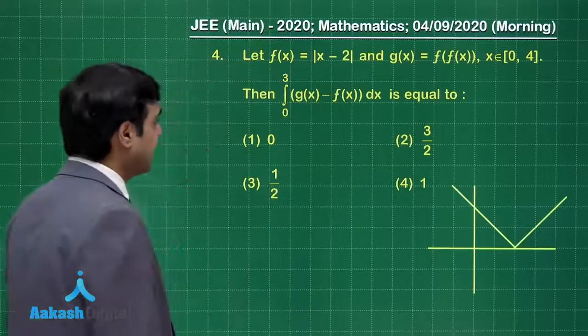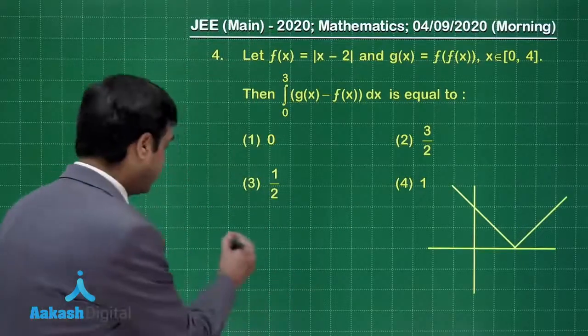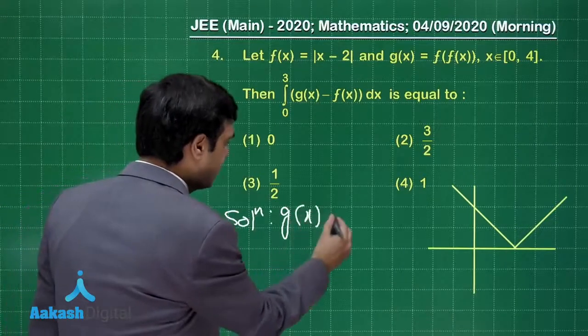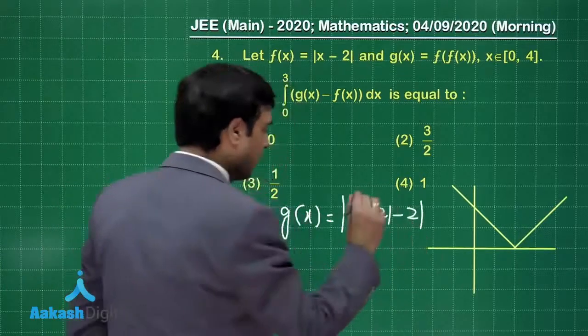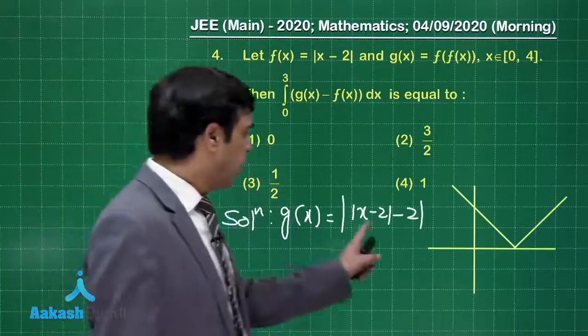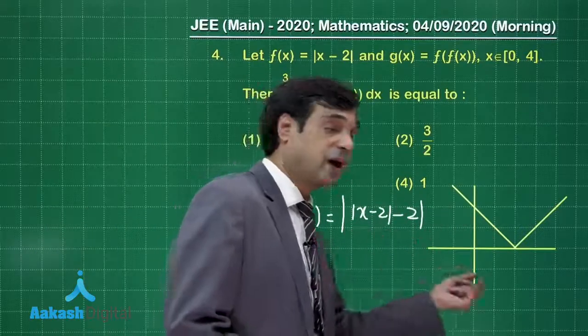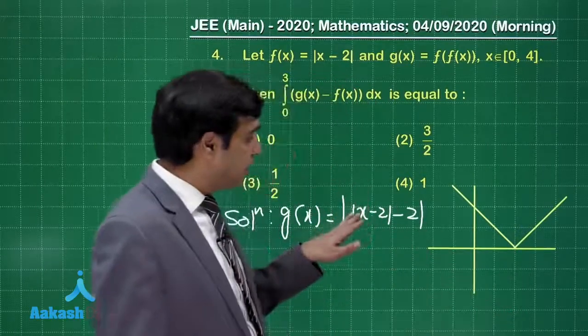Let's plot g(x) as well. For g(x), this is f of f(x). That means let's write down g(x) is mod of mod x minus 2 minus 2. Mod of x minus 2 minus 2, it's modulus. Okay, fine. When you have mod of x minus 2 minus 2, it means it is pulled downwards 2 units. Then again modulus is being taken.